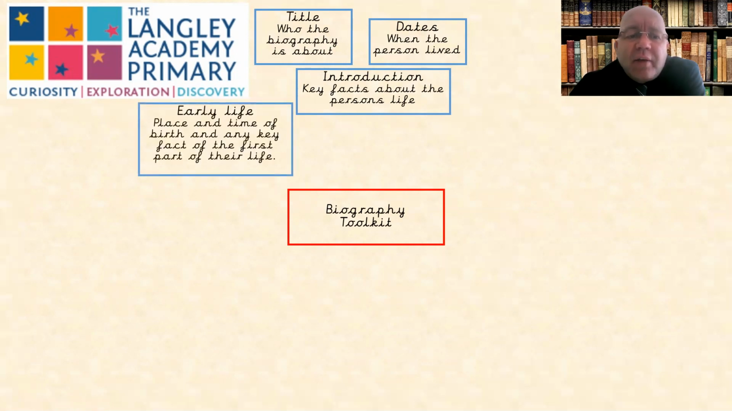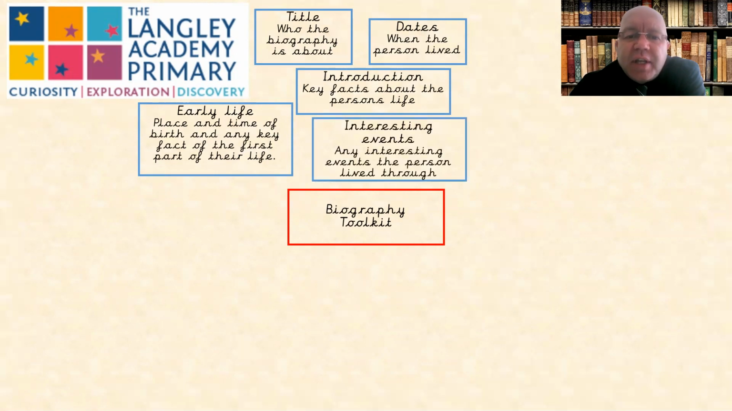Then we move on to their early life. We start to write chronologically now, in time order, starting from their youngest times of life: place of birth, time of birth, immediate family, who they lived with, where they lived, maybe early schooling. Any interesting events that steered that early part of their life, where they lived, where they were able to access education, maybe something that happened with parents that caused their life to change direction. So those sorts of things.